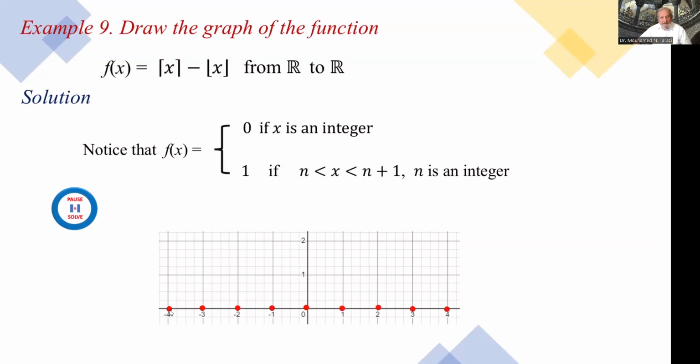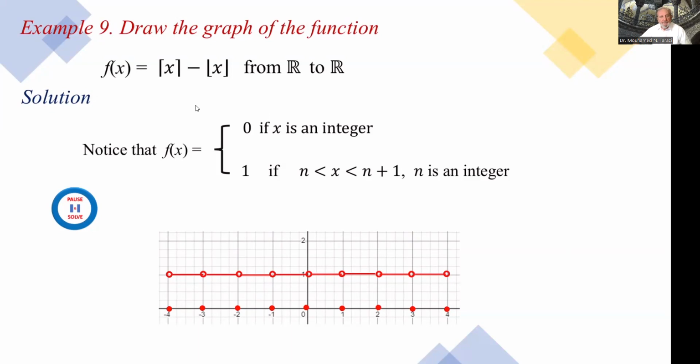Now, since the function does not have this value on all of these points, all of these points will be open. Now between -4 and -3, the value of the function is 1. Between -3 and -2, you get 1, 1. And that is the graph of the function.